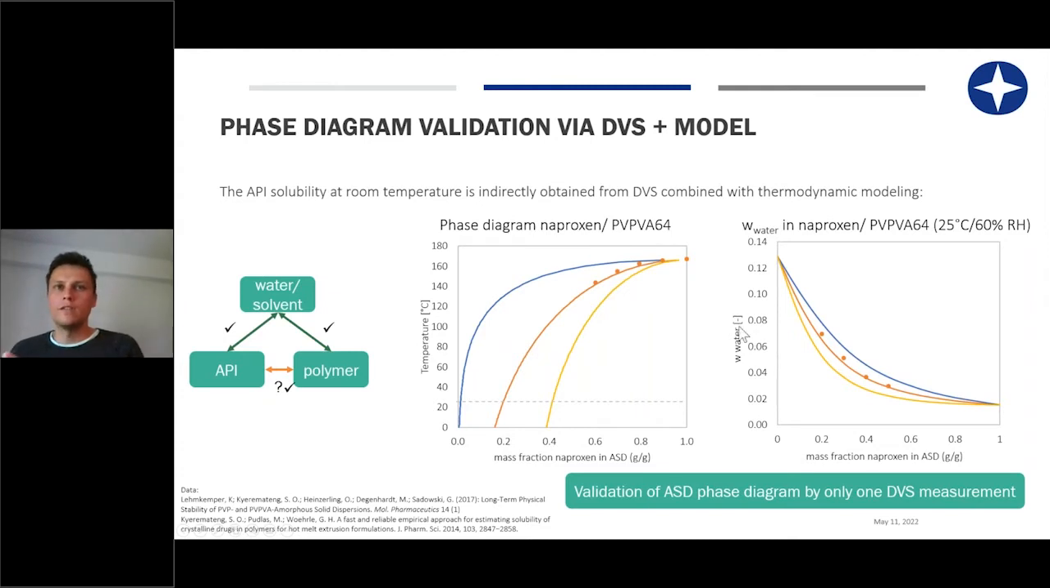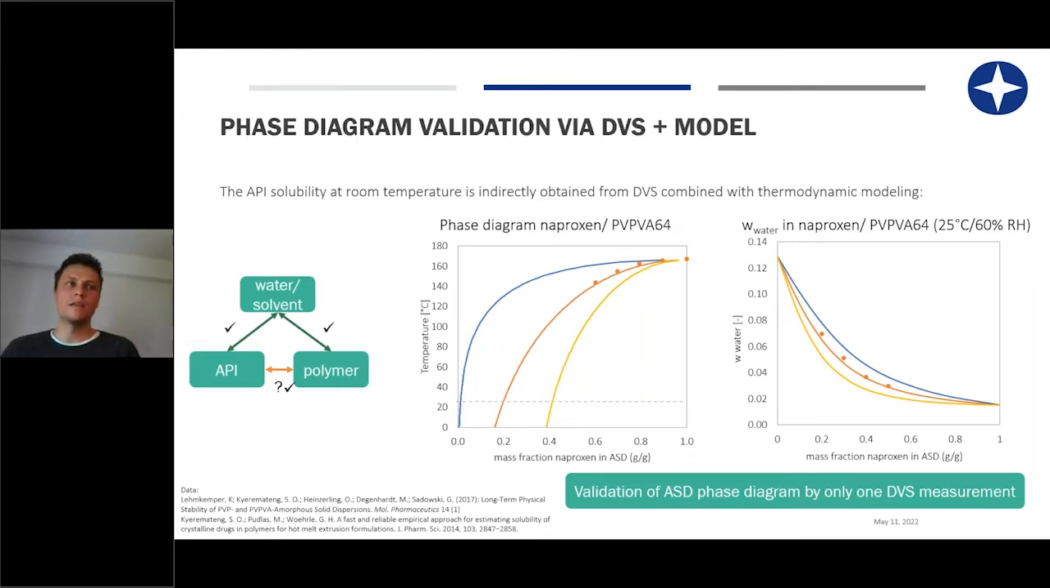So we can validate and then go back, by measuring water sorption, back to the solubility. So we can indirectly determine crystalline solubilities of APIs and polymers only based on DVS data. And this is something very, very helpful for understanding API polymer interactions better.